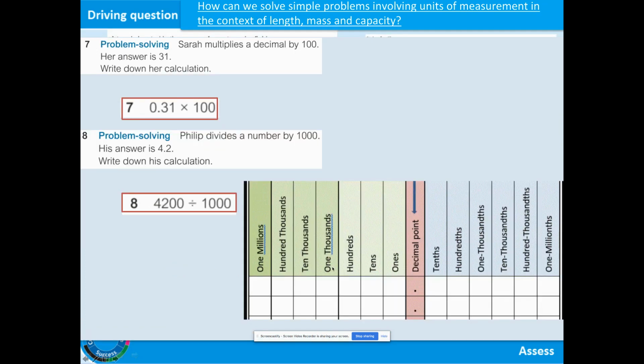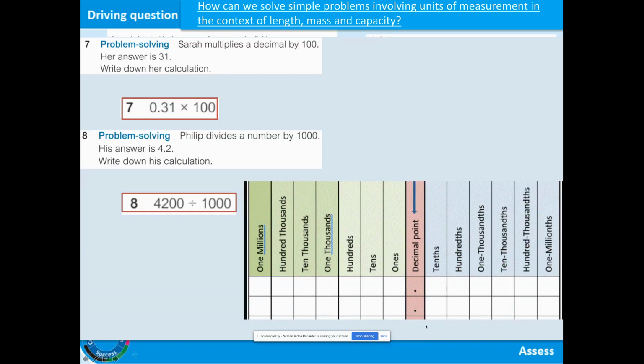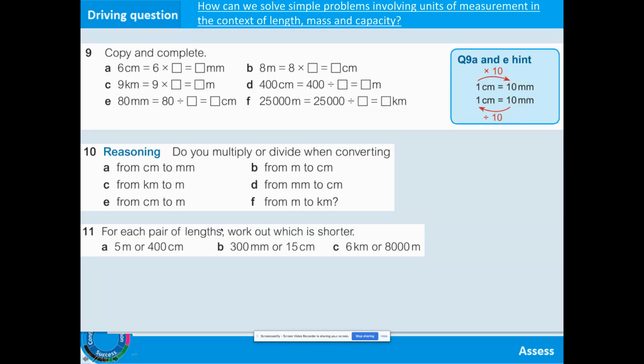So the 4, oops, oh, I've lost it. Here it is up here anyway. Oh dear, it's going mad now.